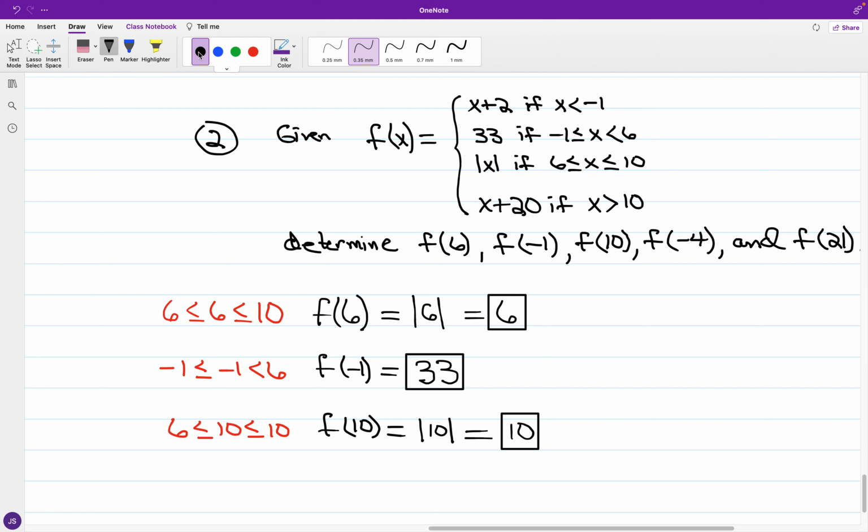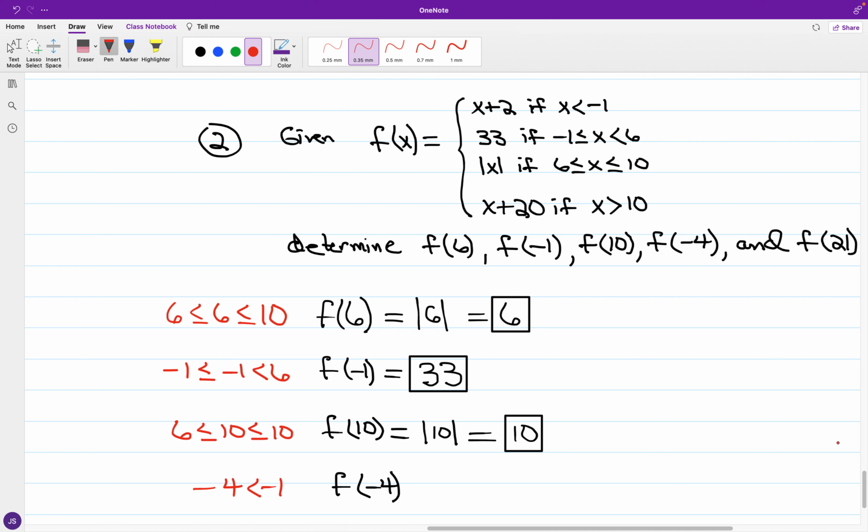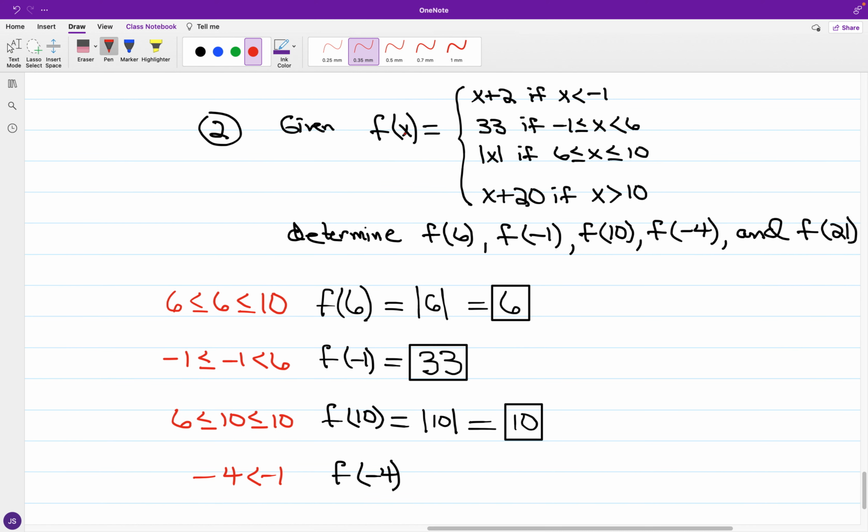Now for f of negative 4. For the input of negative 4, it is the only value in the set that is less than negative 1. So negative 4 is less than negative 1, so we are referencing x is less than negative 1, and the portion of the function we'll use is f of x is equal to x plus 2, where x is at negative 4. So we have negative 4 plus 2, and negative 4 plus 2 is equal to negative 2.